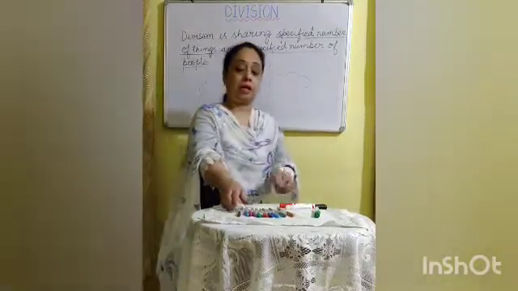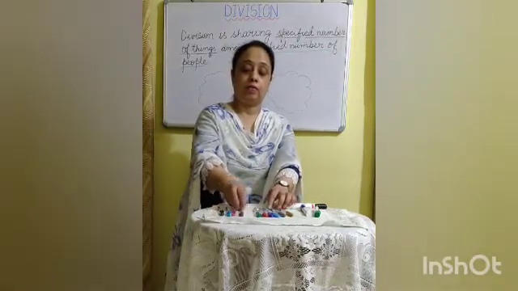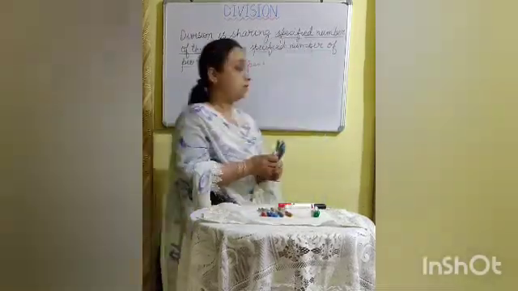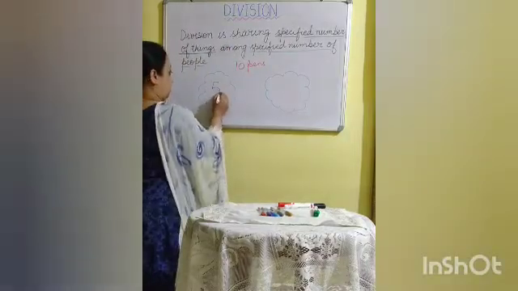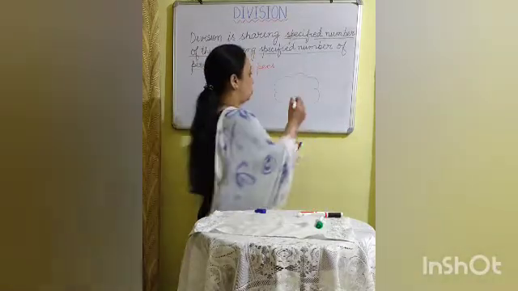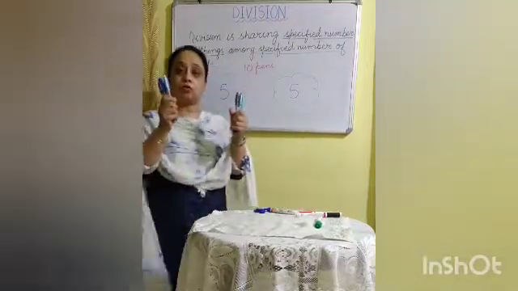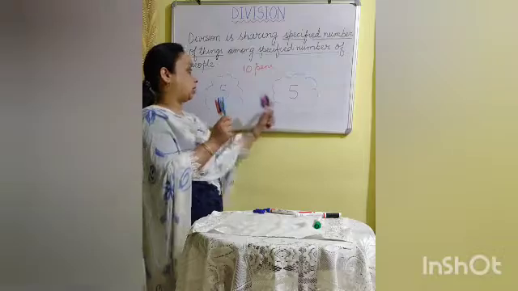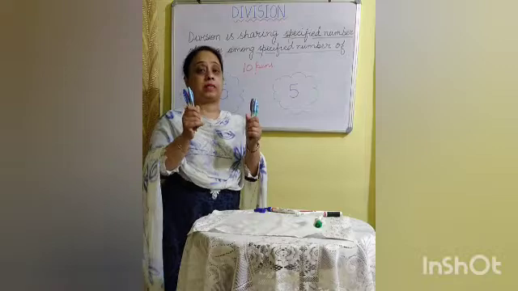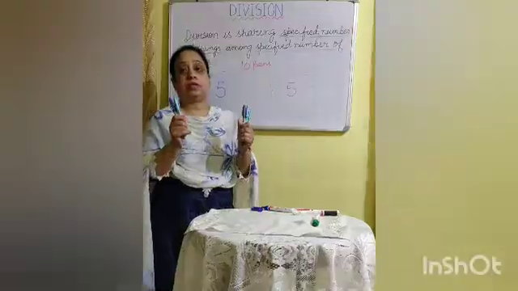So how will I divide them equally? 1, 2, 3, 4 and 5. 5 pens I give to one child and the other 5 I will give to the other child. So I can divide these 10 pens equally among 2 children in 5 groups each. Each child will get 5 pens. So equal sharing is division.